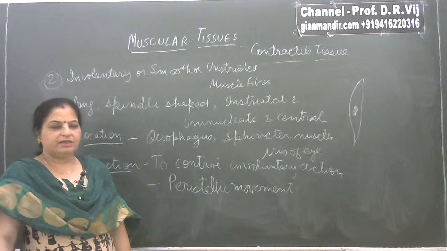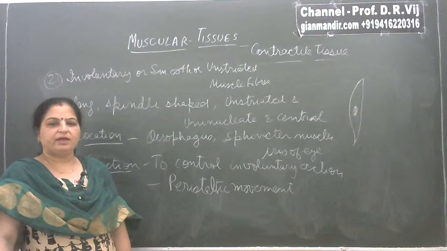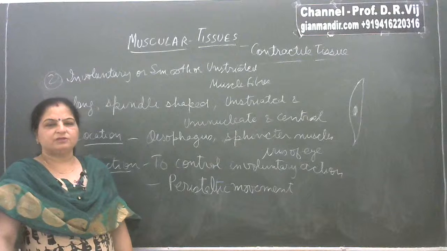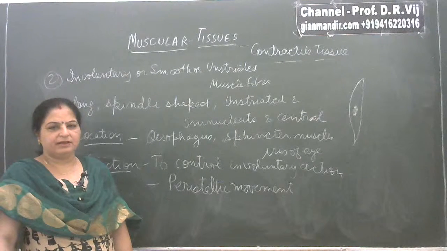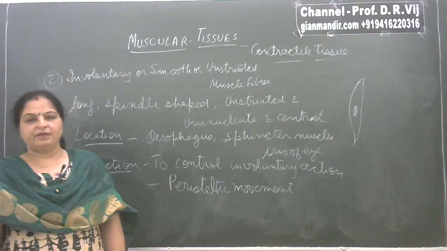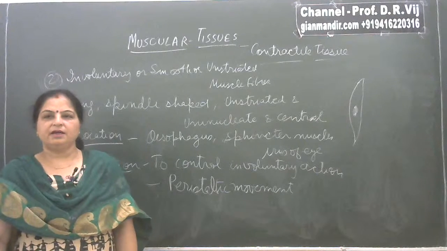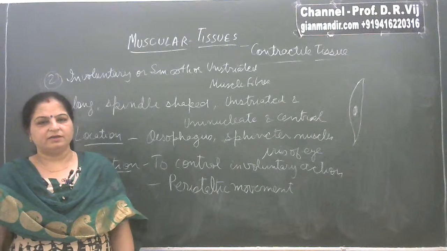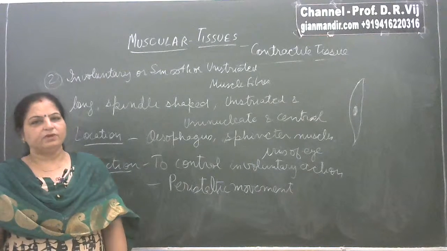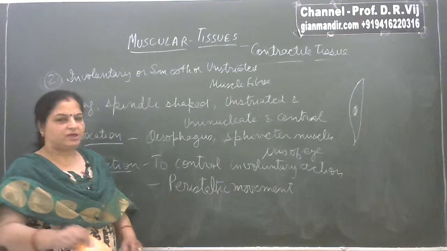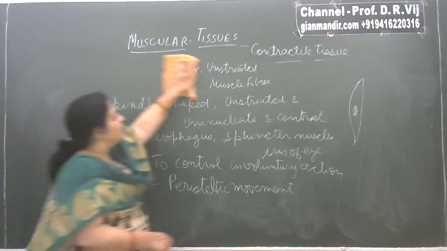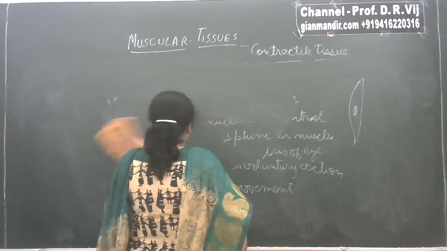Iris is the part that controls the amount of light entering our eye. When you are in bright light, the iris decreases the size of pupil, so that amount of light entering the eye is less. And when you are in dim light, in that case iris increases the size of pupil, so that amount of light entering the eye is more and you can get clear vision, right? So in this way you can see that these involuntary muscles are responsible for controlling the involuntary movements of our body.